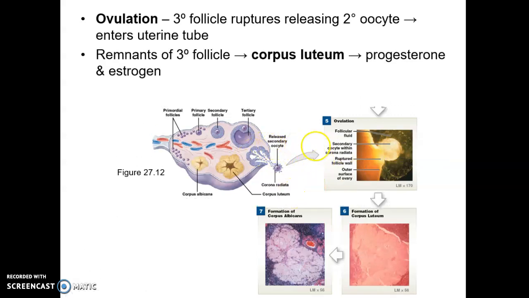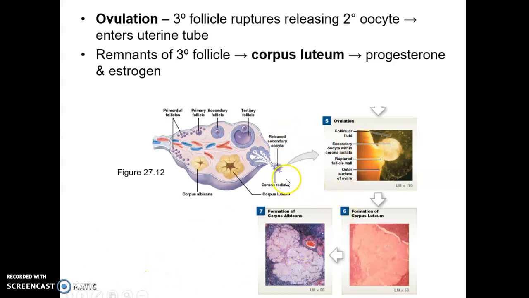The remnants of the tertiary follicle, where's my cursor? Here we go. The remnants of the tertiary follicle are retained within the ovary, and it becomes what's called the corpus luteum, meaning yellow body. It's somewhat yellowish, I guess. So that's the corpus luteum, and it has an important function in producing progesterone and estrogen, which are going to, as we'll see, maintain the uterine lining in the uterus, because if this oocyte, where's my cursor? Sorry guys.